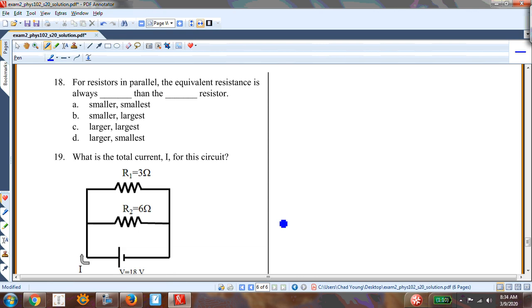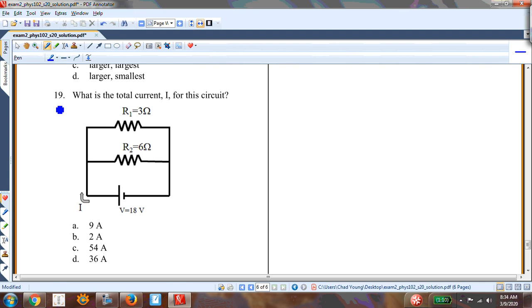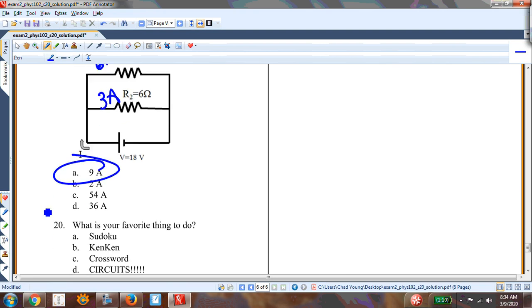For resistors in parallel, the equivalent resistance is always smaller than the smallest resistor. What is the total current for this? Well, I have 18 volts over 3 ohms. V over R is 6 amps. V over R is 3 amps. So the total is 6 plus 3, that's 9.